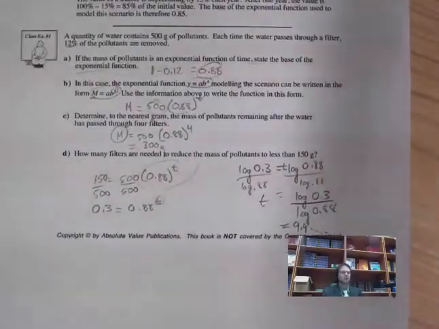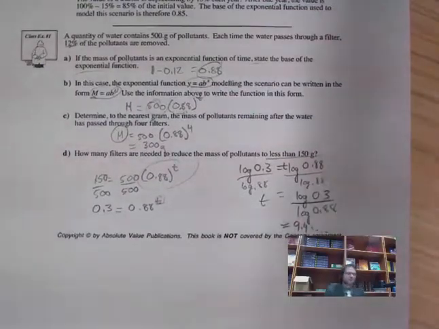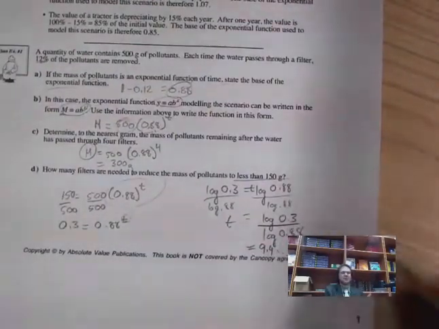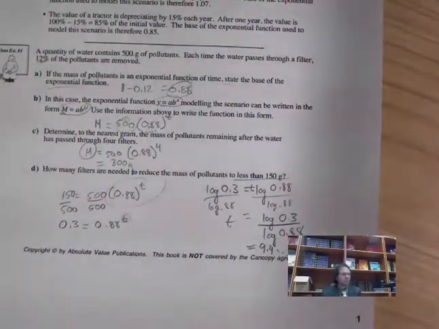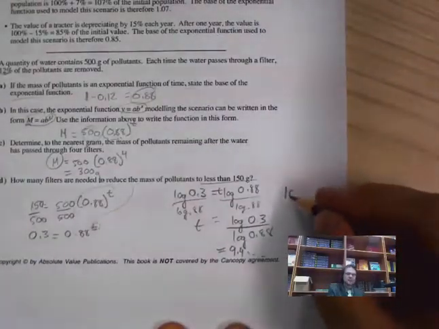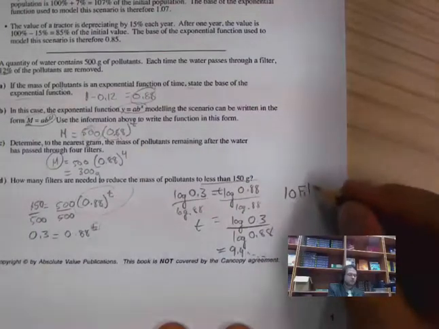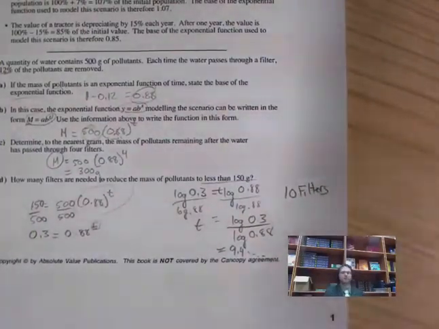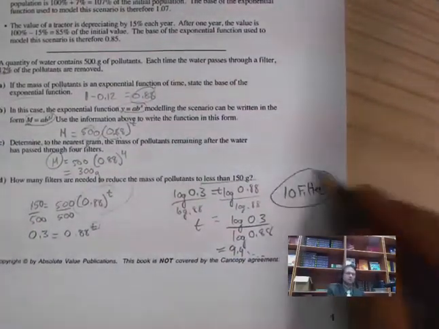Well, can I have half a filter? No, they're full filters. And we want less than 150. So we need at least 10 filters, because with 9 filters there's going to be a little bit more than 150. So we are going to need 10 filters for this one. So we have to round up to 10 filters.